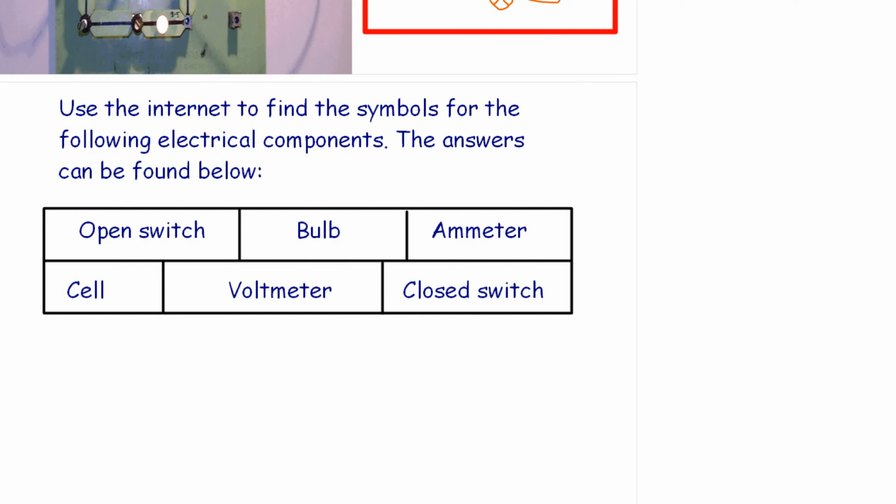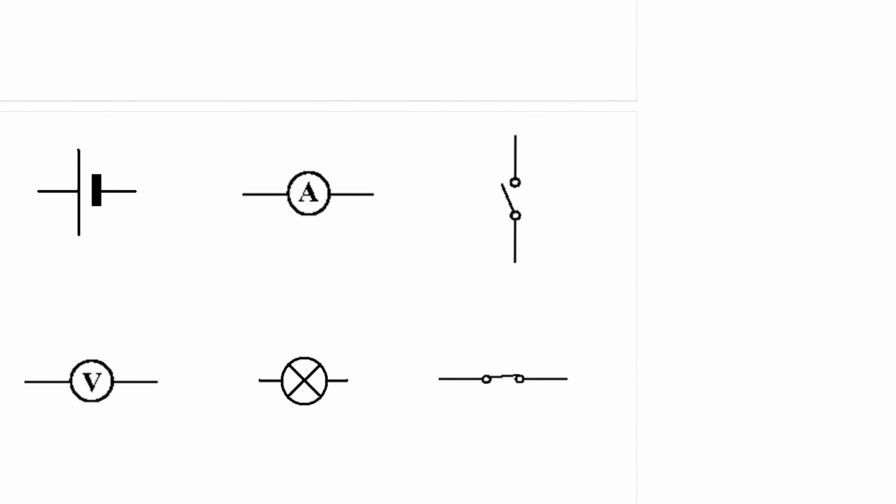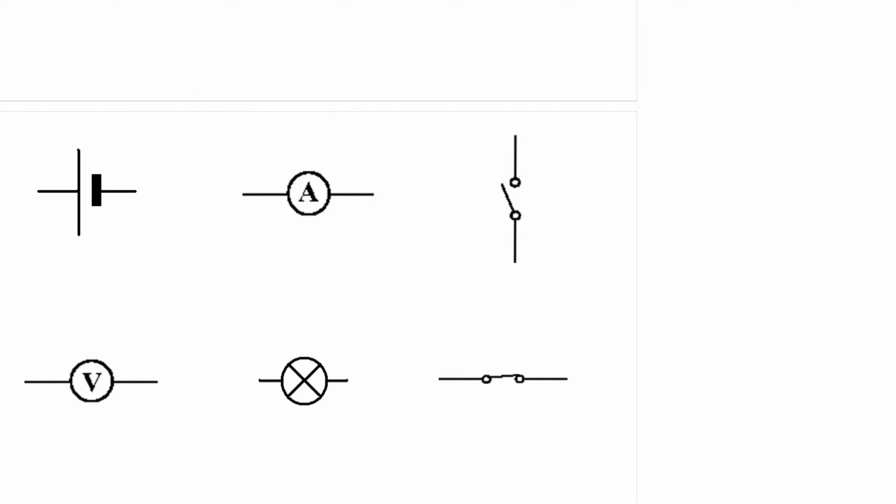Now, you use the internet to find the symbols for the following electrical components. 1, 2, 3, 4, 5, 6. This is what they're going to look like. I'm going to give you some verbals, and I want you to write down some of what I say. I'll let you know. This is a cell. It's got a positive and negative side to it. It's called a cell.